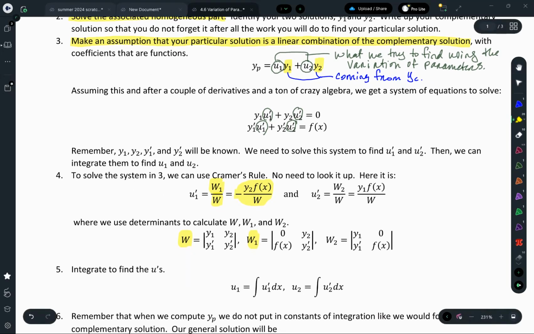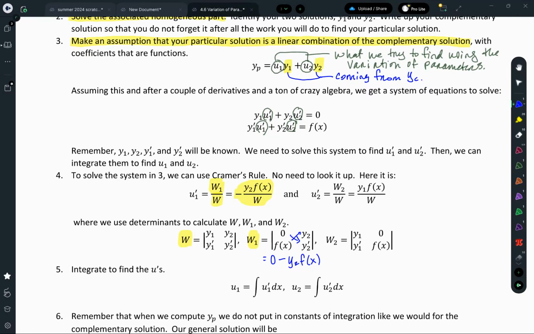But I want to show you how if we were to calculate the determinant for W1, we do those diagonal products, and we get this is equal to 0 minus y2 times f of x. So that numerator, minus y2 times f of x, is actually still just the determinant, W1, okay?